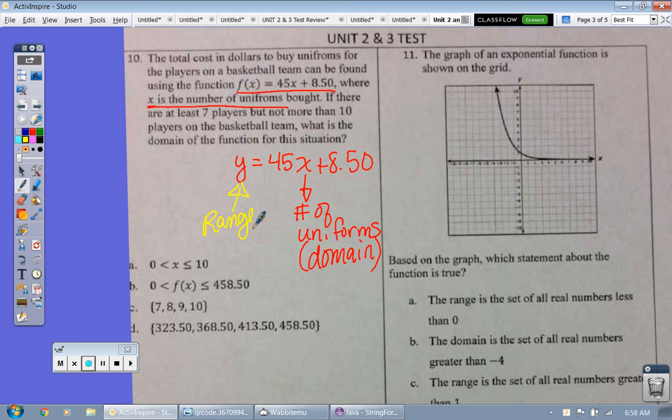So let's see what the question's asking here. First off, it's asking what is the domain? So they want to know what's the domain here. Okay, let's figure out what they said. If there are at least 7 players but no more than 10, so that means X can be 7, 8, 9, or 10. It can't be 7 point something. It has to be 7, 8, 9, or 10. So the question's asking, what is the possible domain? Well, the answer is C, because that's what you plug into the problem there.